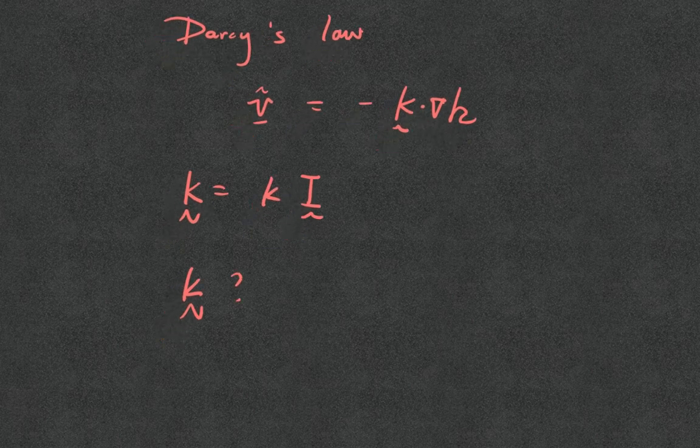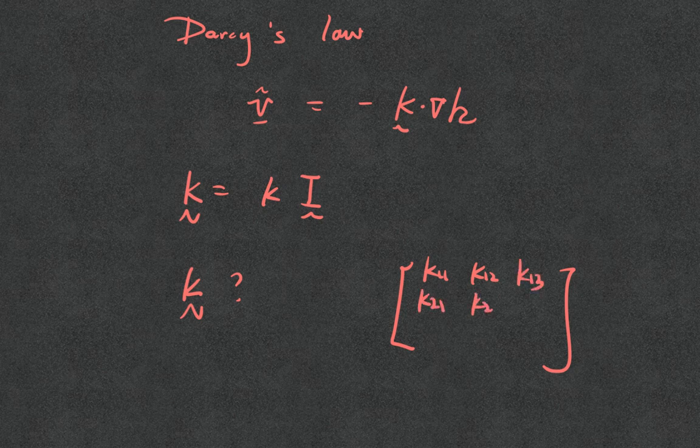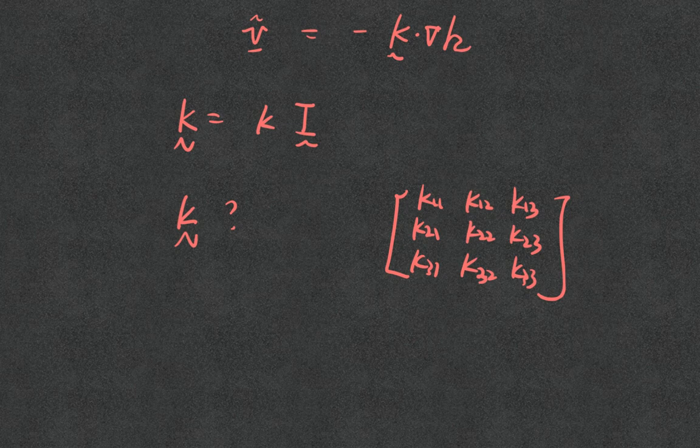So what should be the property of k in order to be physical? Have you thought about that? Can k be any number? So k in general, I will write it in 3D as k11, k12, k13, k21, k22, k23, k31, k32, k33. Okay? So what would be the property of this in order for it to make sense? Just think about it, connecting the physical world with some mathematical property.